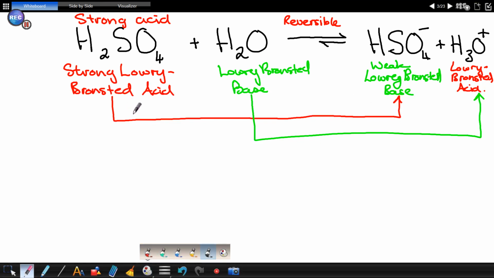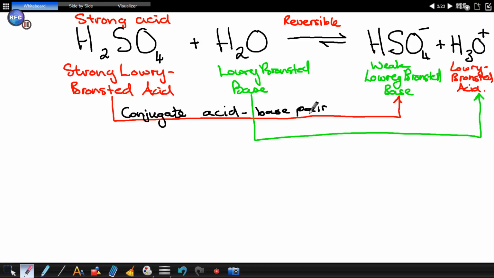Because the H2SO4 and the HSO4 negative are literally married, it's called a conjugate acid-base pair. Ma'am, what is the definition of conjugate? It is the base formed from an acid. And conjugate, if you look it up in the dictionary, will mean married.